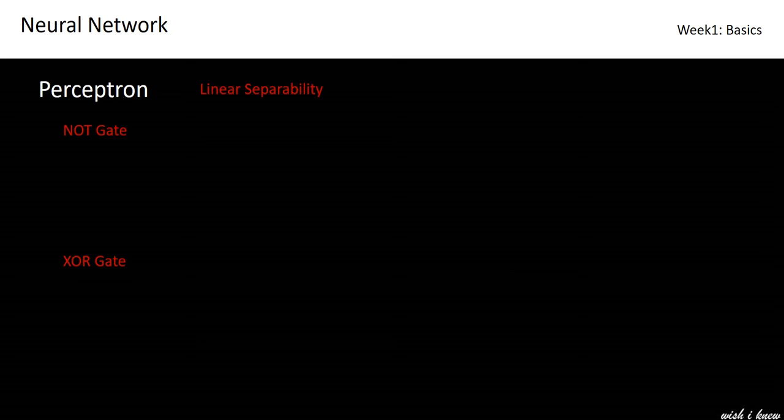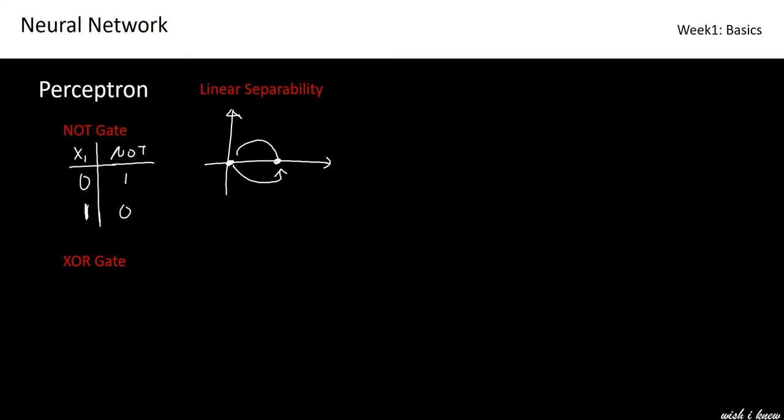NOT gate is also pretty simple, since we have only one input, because it's just inverting the sign. So say we have only one input, x1. It's 0 or 1, and NOT is going to be just 1 and 0. There's really not too much to talk about linear separability because it's trivial: 0 goes to 1 and 1 goes to 0. You can just draw a line like that.